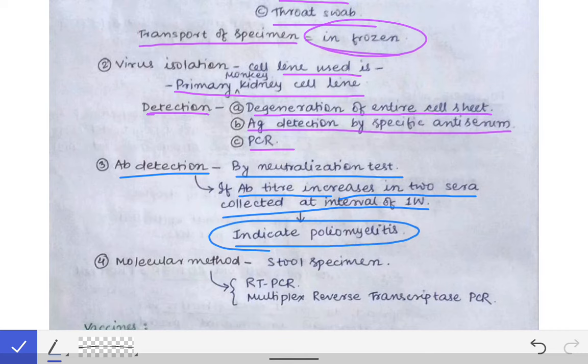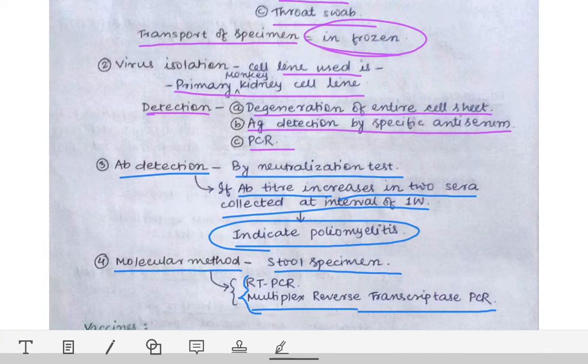Now coming to the molecular methods. For molecular methods, we use the stool specimens because in that specimen we can get the virus. The molecular methods used, since it is an RNA virus, are RT-PCR and the multiplex reverse transcriptase PCR. So these are some of the methods which we use for diagnosis of poliovirus infection.